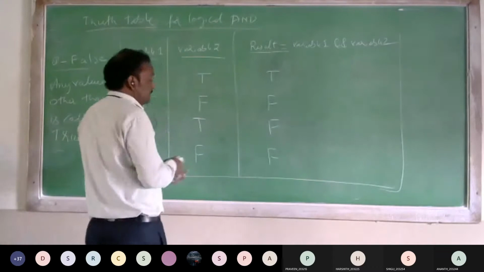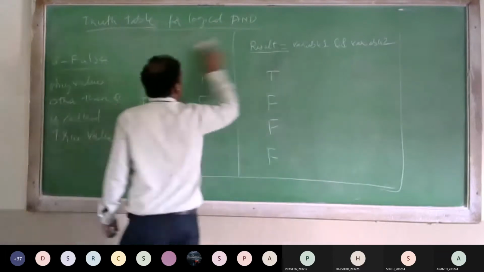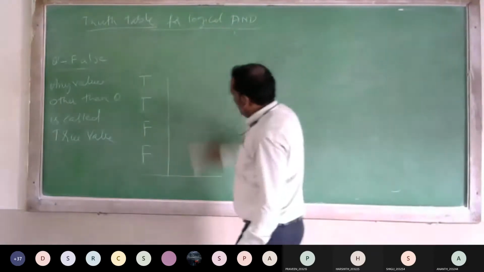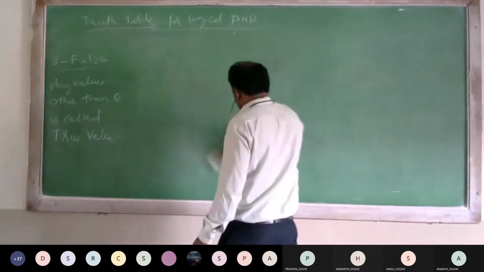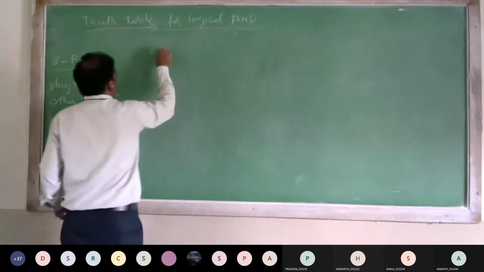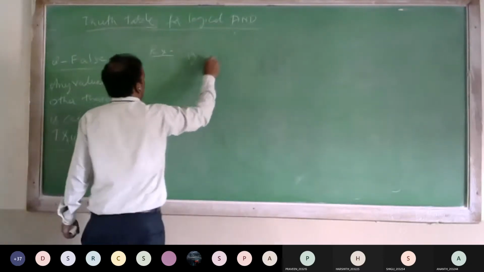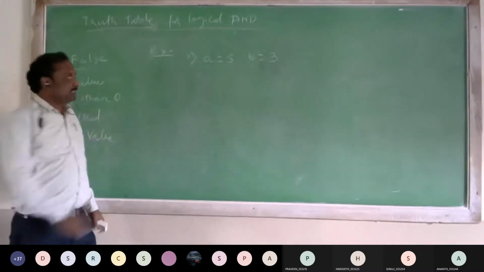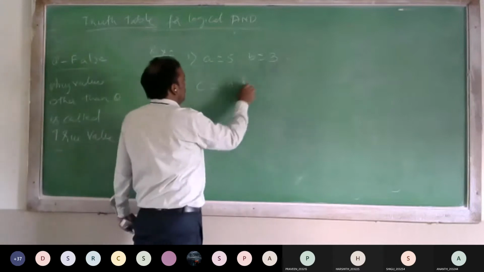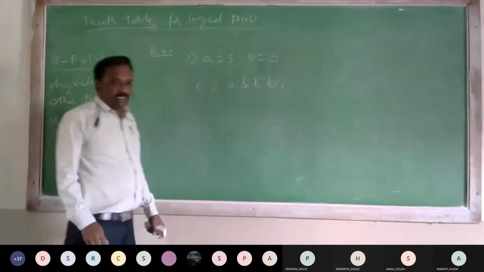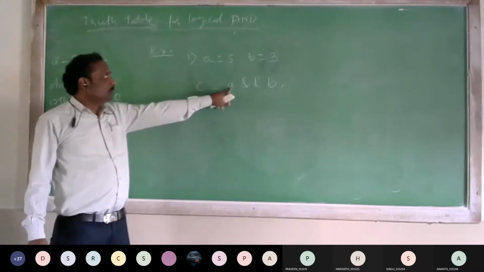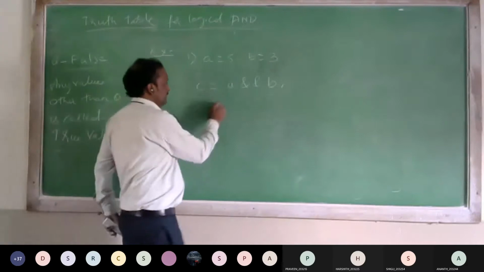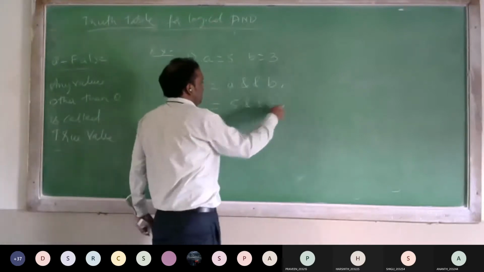Now we shall see some examples, to understand what true and false mean. Example 1: A is 5 and B is 3. Now, C is equal to A logical AND B. We write like this. So, what is A? A is 5. What is B? B is 3. So, 5 and 3.